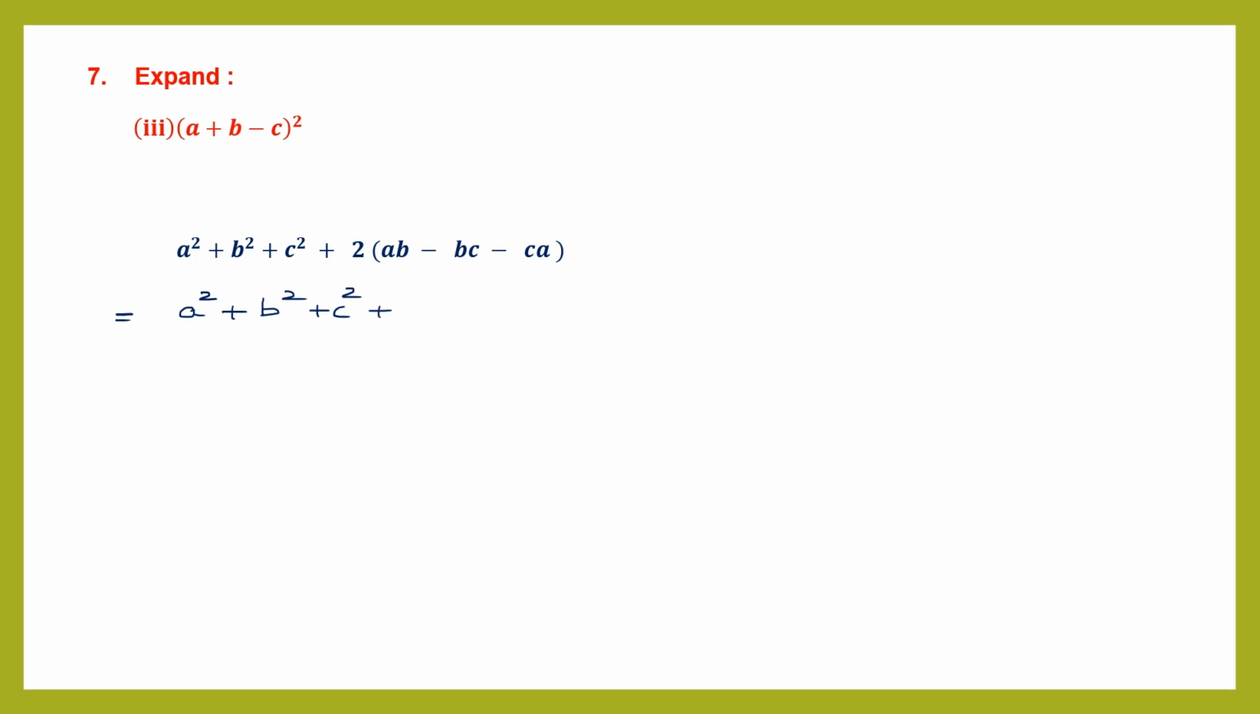Now here we have 2ab. So let's multiply 2 into ab is 2ab. Minus, now multiply this 2 into bc. 2 into bc is 2bc. Now multiply 2 into ca, which is 2ca. So by this we open the brackets. Now here there are no common terms that we can add or subtract. So this will be our final answer.